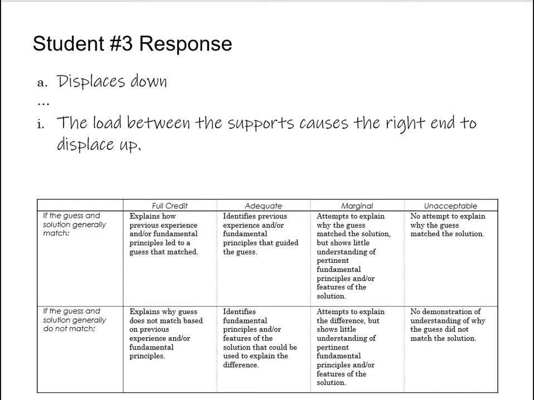Our third student predicted that the right end would displace down, and the student's reflection is that the load between the supports causes the right end to displace up. Unlike the previous student, this student identifies what the effect of the load between the supports will be. So this student has identified fundamental behavior that can be used to explain the difference between the guess and the observed behavior. However, this student has not explained the difference between their guess and the observation. What the student has written is part of a full explanation, but the student has not reconciled why they thought the end would go down and why that reason was not as significant as the load between the supports. Therefore, this student earns an adequate rating for their reflection.